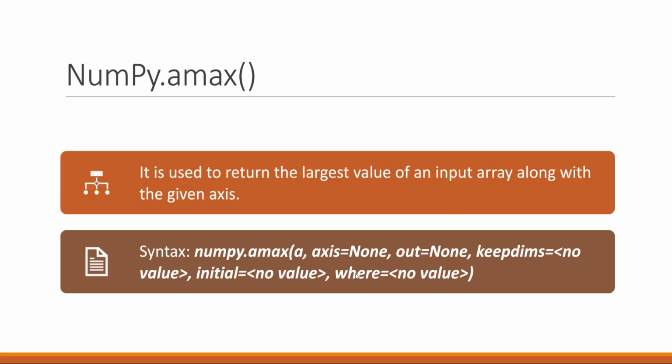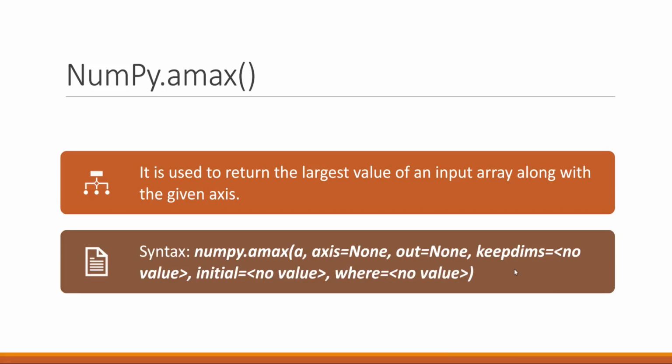Now let us have a look at the syntax to understand the working of the numpy.amax function. numpy.amax is the function name, and within this function the first parameter is a, that defines the input array on which we find the maximum value. The next parameter is axis. By default it takes a None value. If the axis parameter is 0, then it will return the maximum value from the row-wise elements, and in the case of column-wise we take axis equal to 1. Our next parameter is out. This is an optional parameter and it specifies the output array where the result will be stored.